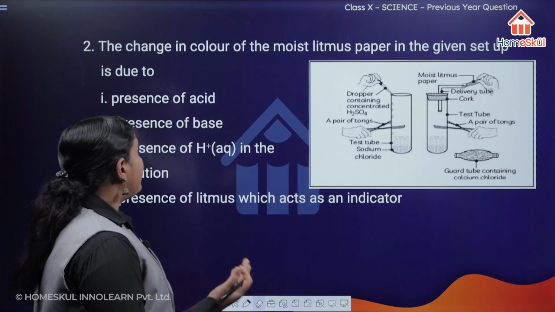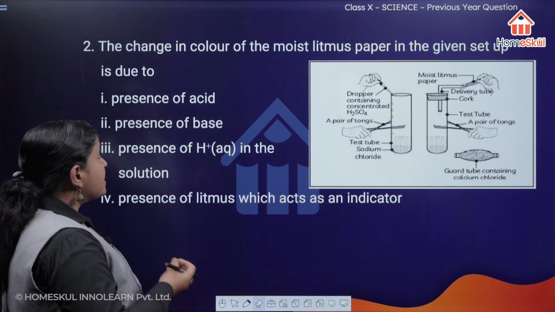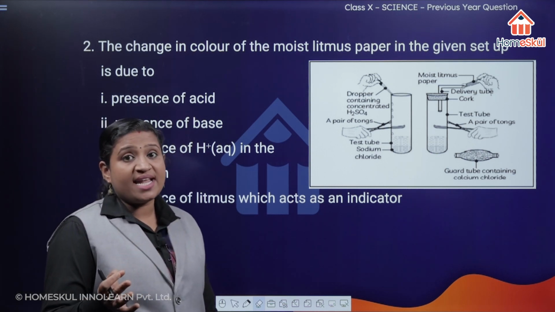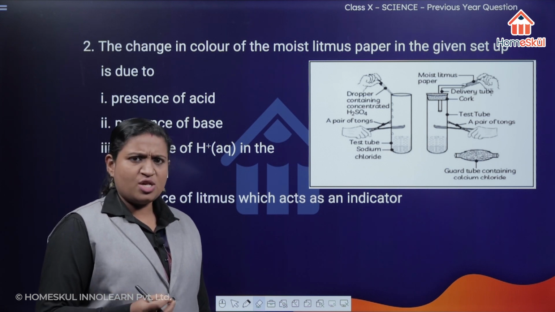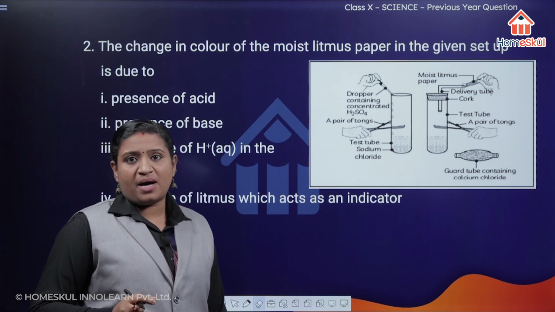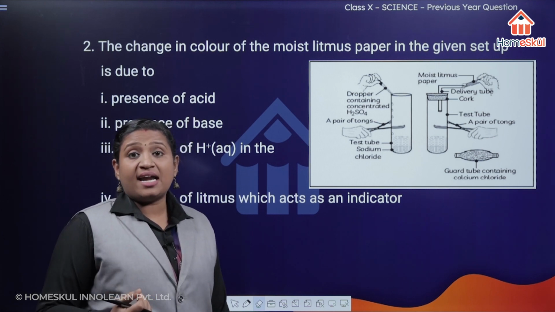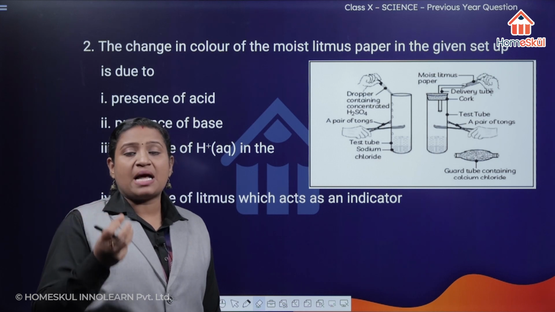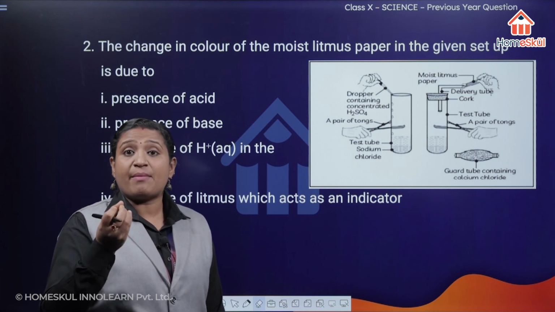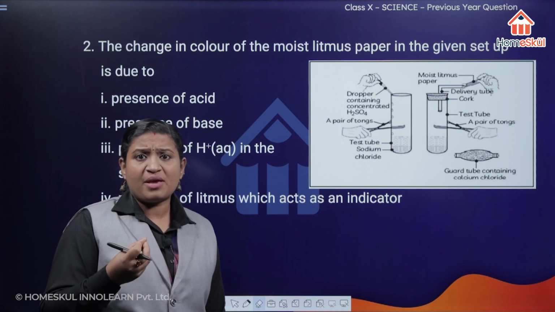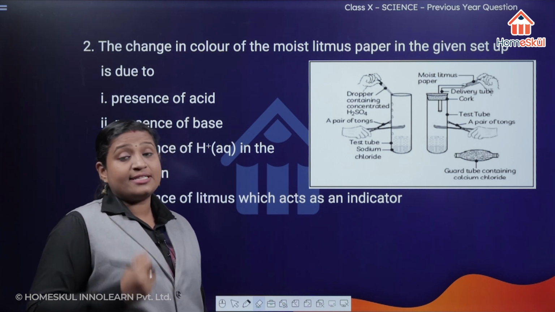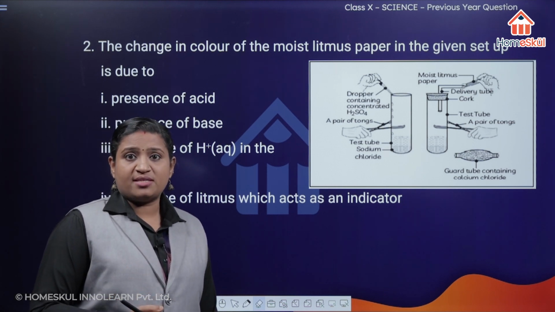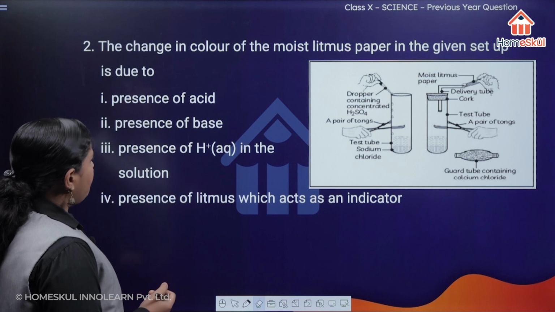So, what happens here? Why is there a change in color? We know dry litmus paper will not show any color change, right? Yes. So, why does a moist litmus paper show a change in color? Yes. Moist means the litmus paper contains some amount of moisture. That means it contains some amount of water in the form of vapor. Some water is there. Since the water content is present, what happens? H plus ions will be produced, isn't it?